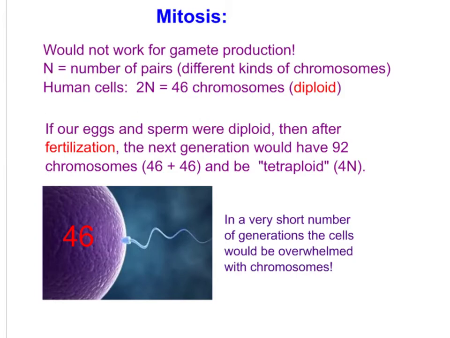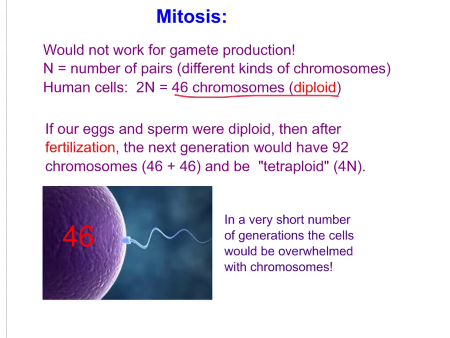If we had two regular diploid cells that combined, they would form a cell with way too many chromosomes. This would not work for gamete production. If we look at N as the number of pairs or different kinds of chromosomes, the human cells in your whole body, except for your gametes, all the cells contain 2N, or 46 chromosomes. Those are diploid. That's the diploid number of chromosomes for all the cells in your body except for your gametes.